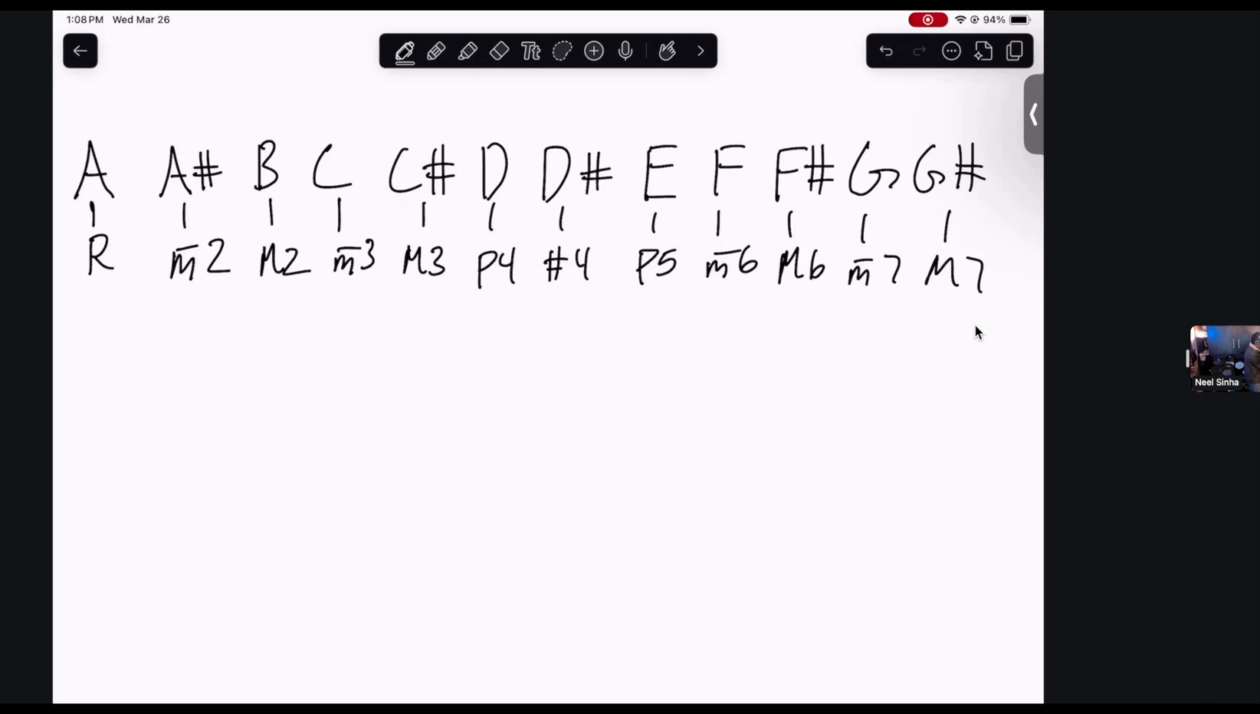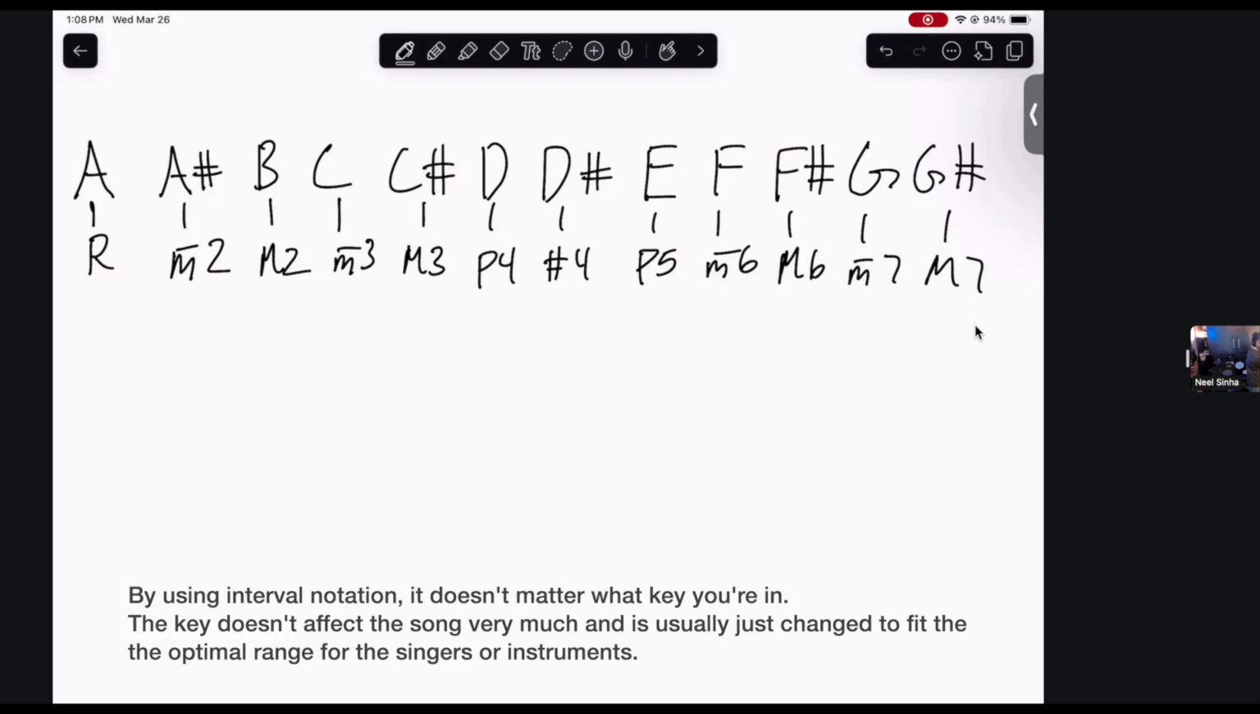If I made a song, sure, if I made that in C, it'd be the same song, just a different key. So that's all I'm trying to get across here. So all that matters is these intervals.